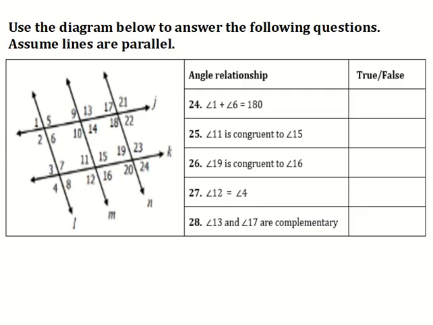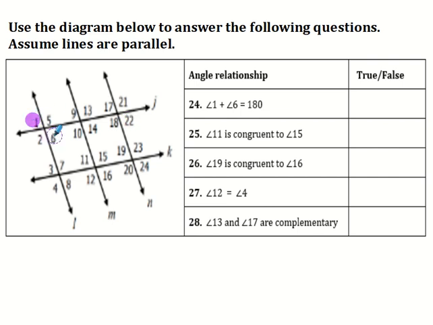Last but not least, we have our true-false category. We're going to use this diagram here to answer some of the questions, and we're going to assume that lines J, K are parallel, and L, M, and N are all parallel to each other. Question 1. 1 and 6 equal 180.